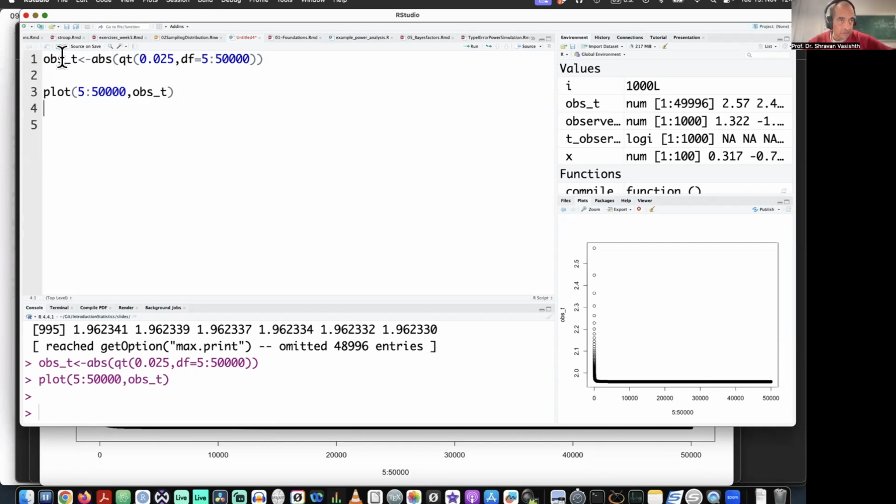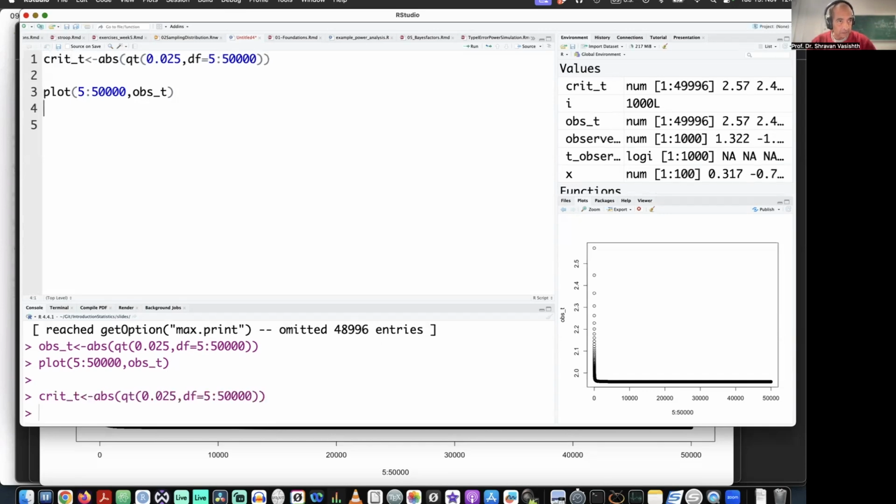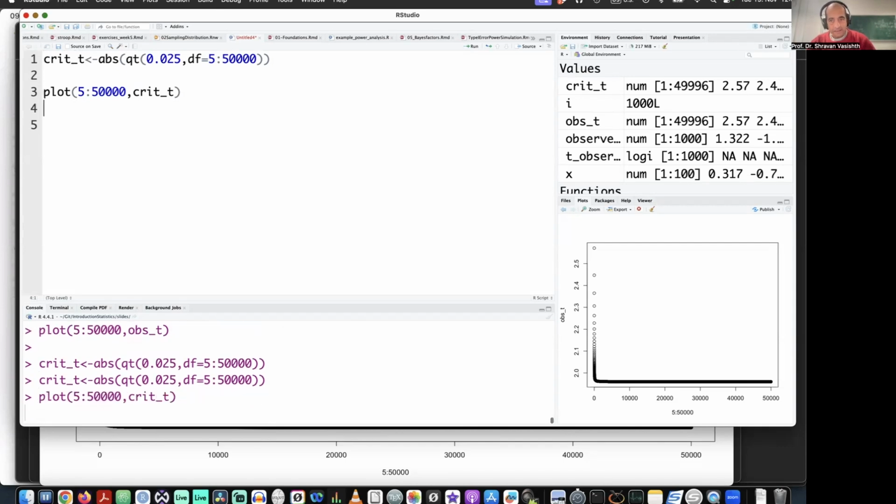I shouldn't have called this observed t-value. That's a mistake. What I want to say is the critical t-value. Sorry about that. When you're talking fast, you tend to not think about what you're doing. So here, this is the critical t-value that is now approaching 1.96.